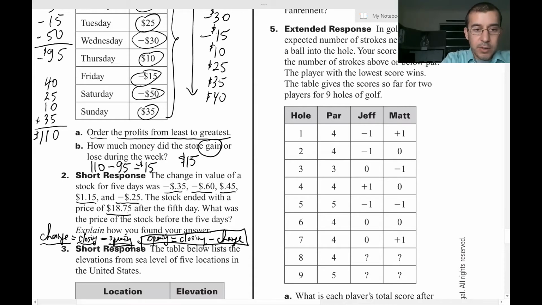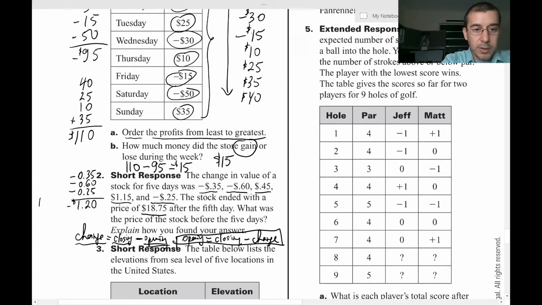Is the closing, which is 18.75, minus the changes in the price. So we have to add up these changes. So let's add up first the negative numbers. So we have minus 0.35, minus 0.60, and minus 0.25. 5 and 5, 10, 0 and 1, 6 and 3, 9 and 1, 10, 2, 12. So negative $1.20.